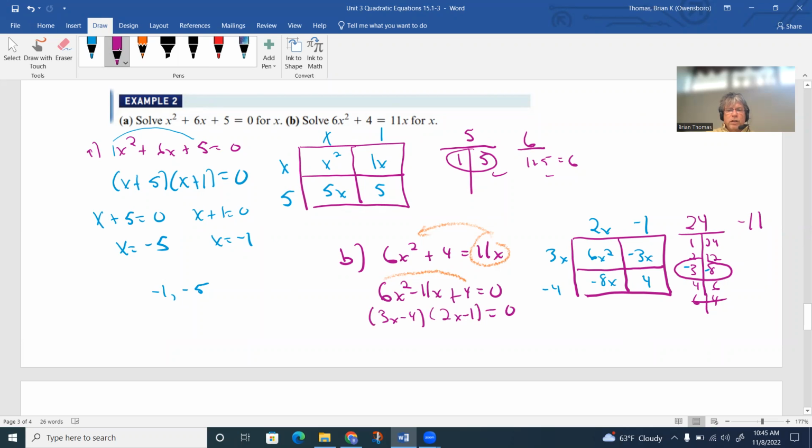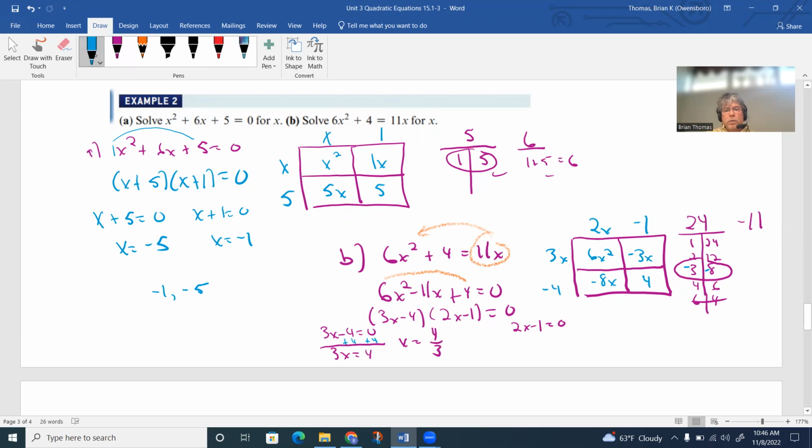So now what we want to do is set each one of those factors equal to 0. So I have this 3x minus 4 is equal to 0. And I have this 2x minus 1 is equal to 0. So we just want to solve each one of those little equations for x. So I add 4 here, I got to add a 4 over there. So we end up with this 3x equals 4. Then I got to divide both sides by a 3. So x is going to equal then this 4/3.